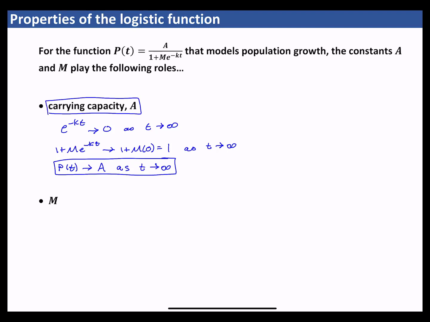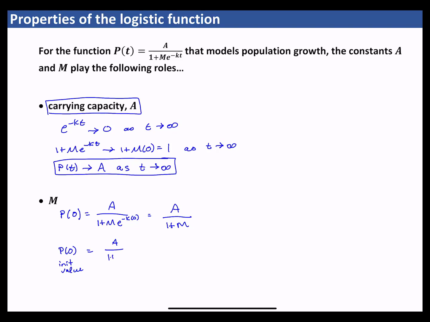Next, we want to understand how the initial population relates to the values of a and m. We can represent the initial value as p(0), and evaluating the function at t equals 0 results in a divided by 1 plus m e^(-k times 0), and that simplifies to a divided by 1 plus m. So the initial value, p(0), equals a divided by 1 plus m.